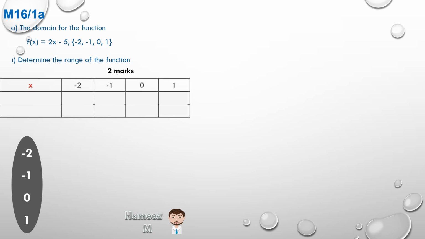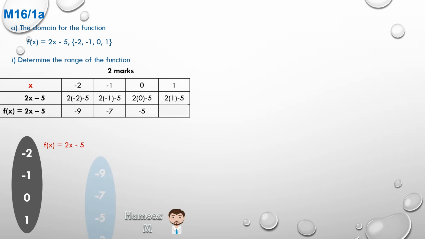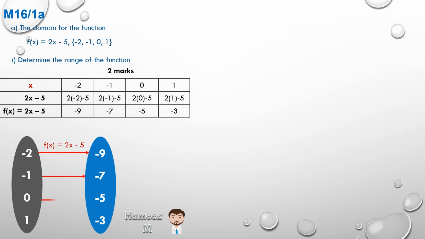So we can plot a little table, x minus 2, minus 1, 0, 1, and our function is 2x minus 5. So let's substitute 2 times minus 2 minus 5, which gives us minus 9. 2 times minus 1 minus 5 is minus 7, and continuing will give us minus 5 and minus 3. As such, minus 2 is plotted to minus 9, minus 1 goes to minus 7, 0 goes to minus 5, and 1 goes to minus 3. So the range is minus 9, minus 7, minus 5, minus 3.